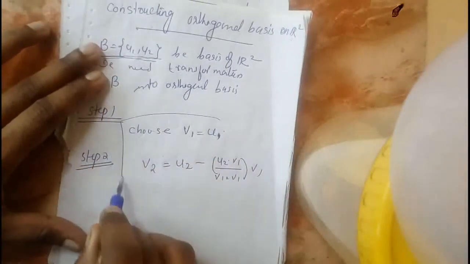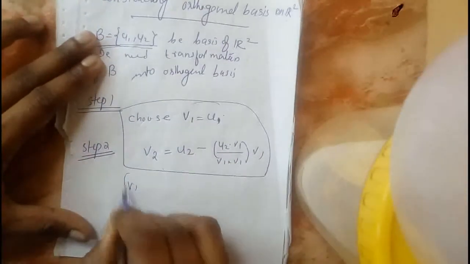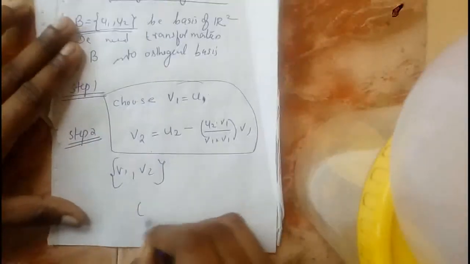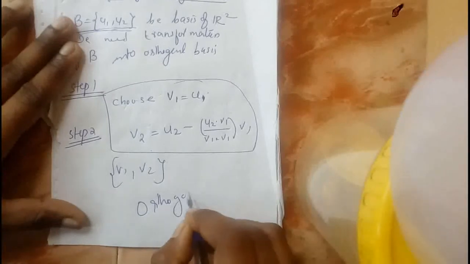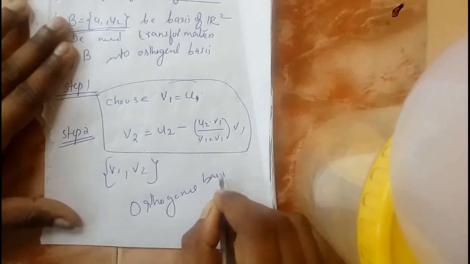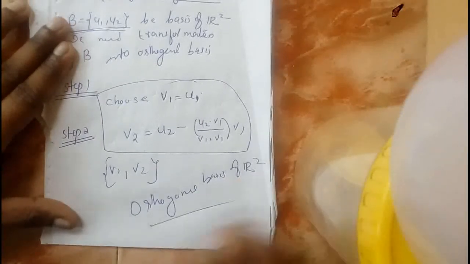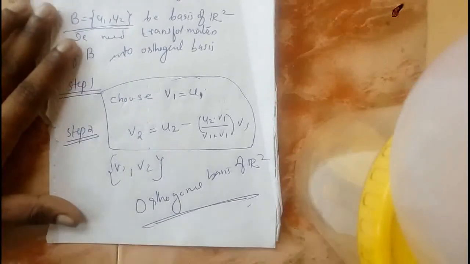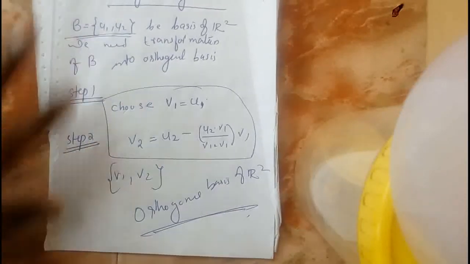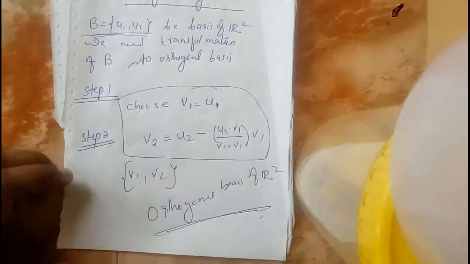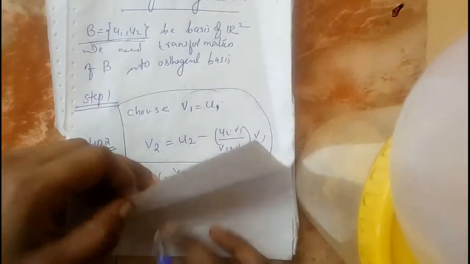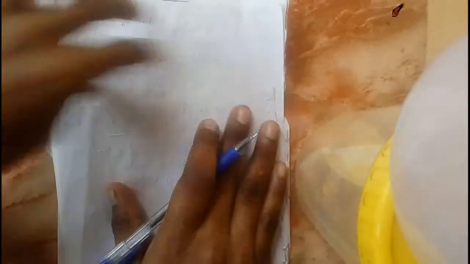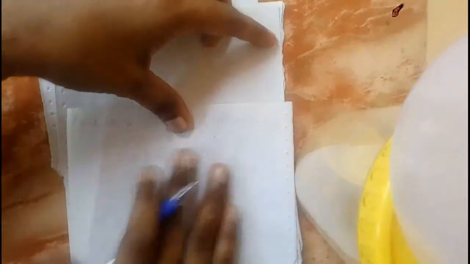So these V1 and V2 are the orthogonal basis of R2. In this way we can construct an orthogonal basis of R2. Next, one more explanation: how to find an orthogonal basis in R3.